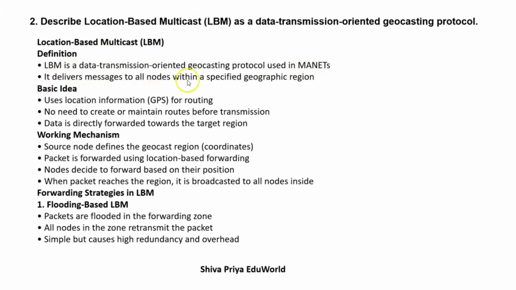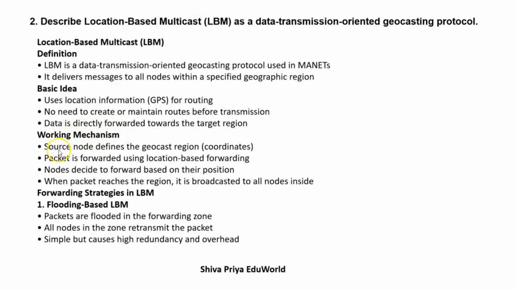It delivers the message to all nodes within a specific geographic region, which means it is also a geocasting protocol, because it delivers messages within a specific geographic region. It uses location information for routing, that is GPS. I have already told you that it will use GPS for location tracking, and there is no need to create or maintain routes before transmitting; data is directly forwarded towards the targeted region only. This is how exactly it is.